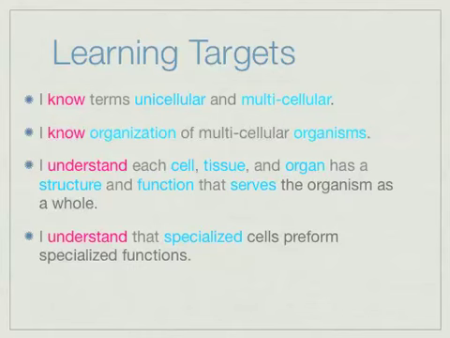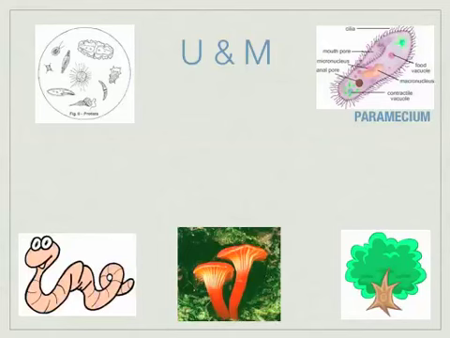The fourth and final learning target is that you understand that specialized cells perform specialized functions. In order for something to be specialized, it means it is focused on one small area or one small purpose. Since I'm a science teacher, that is my specialization. I know about science, while Mr. Quinn really knows his information about math. So we are specialized in those certain areas.